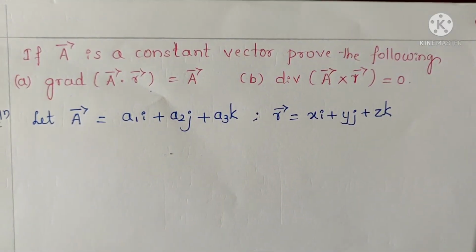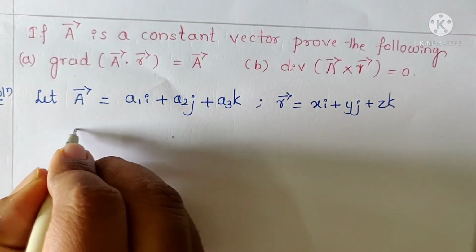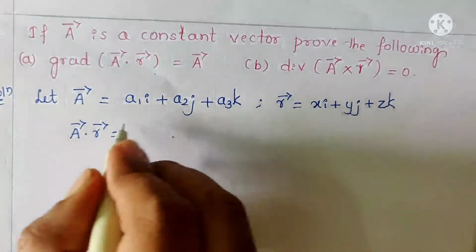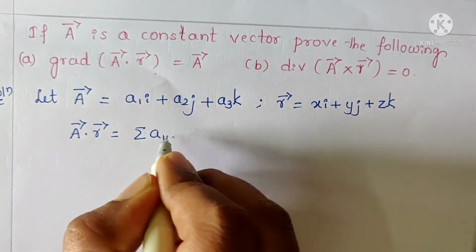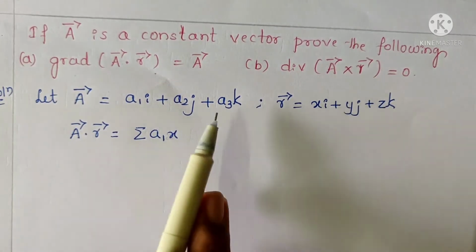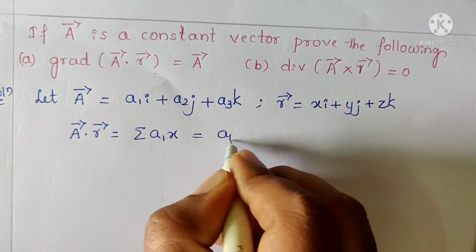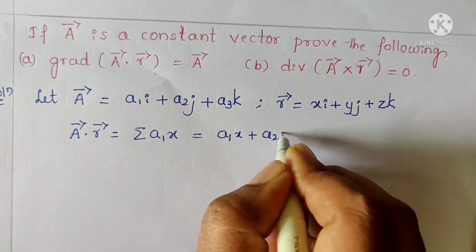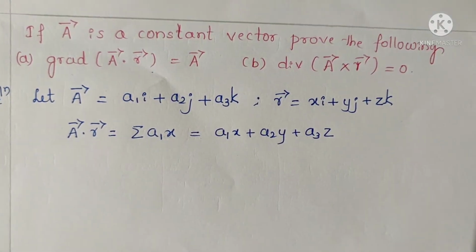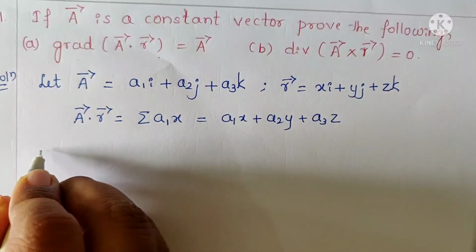Now A dot r, vector A dot vector r, is what? The dot product of these two. It is the summation of a1x, meaning a1x plus a2y plus a3z. Or else, if you want to write it for your convenience, I will write it once. Whenever you come across such examples, you can directly write the summation of a1x.